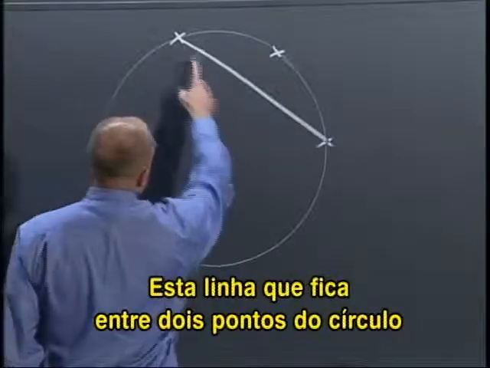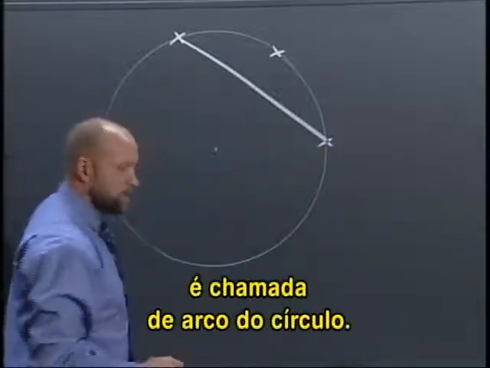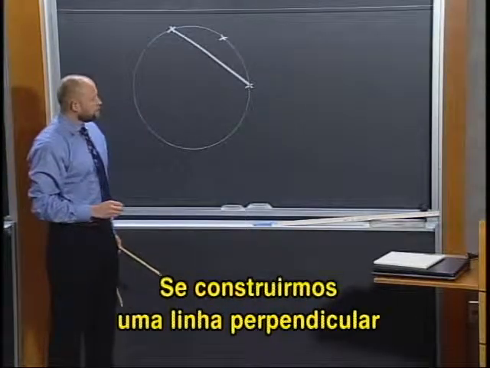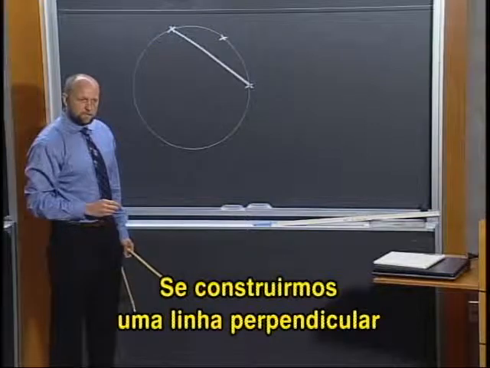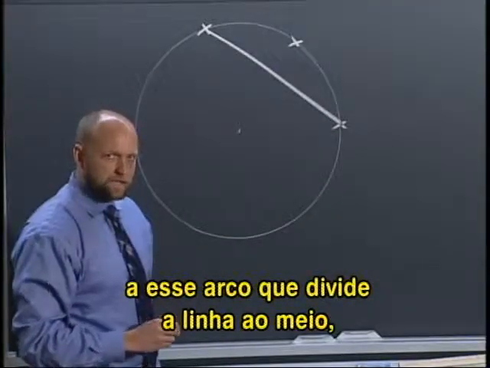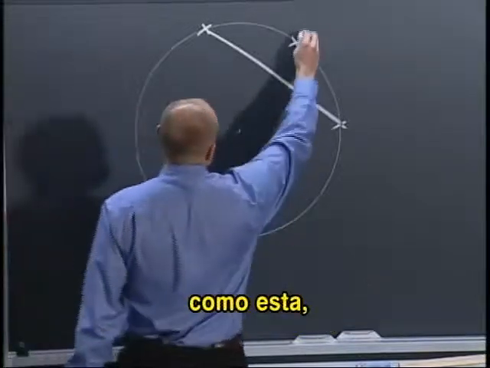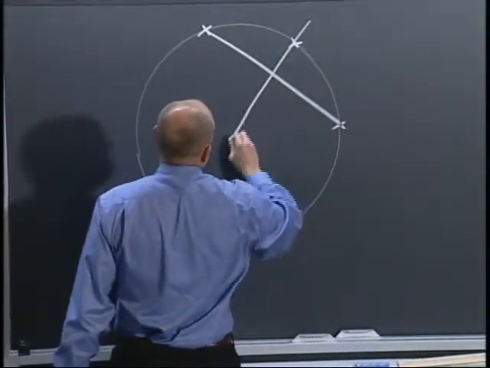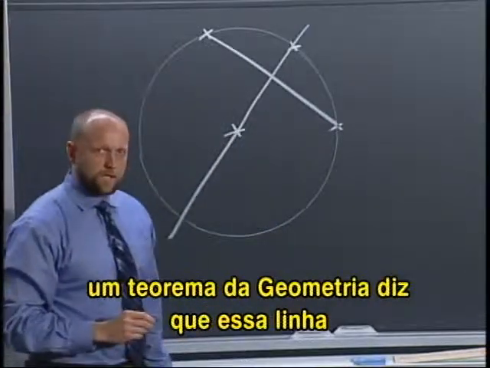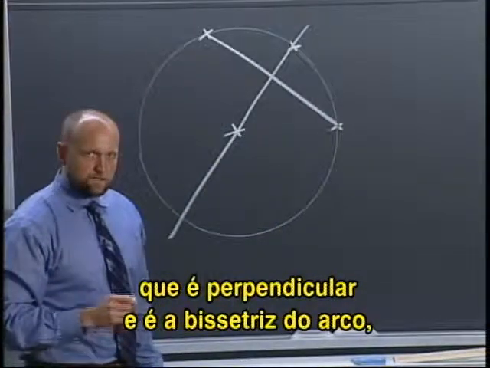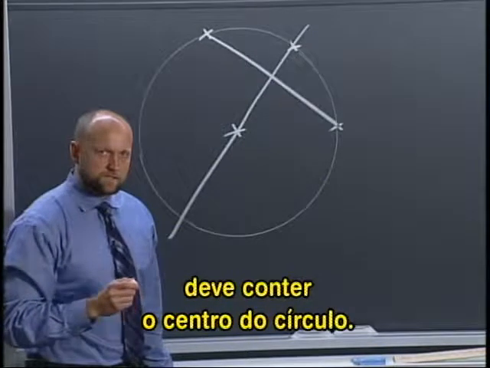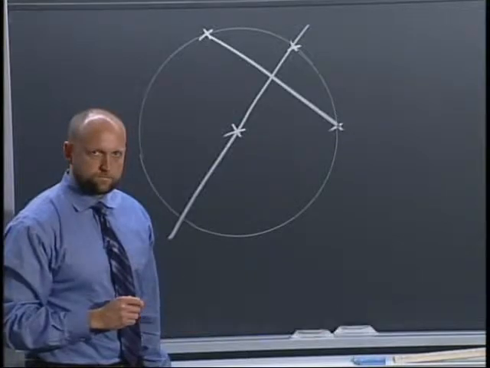Now, this line that goes between 2 points on the circle is called an arc of the circle. Now, if we construct a perpendicular line to this arc that happens to bisect the line, such as this, then a theorem from geometry says that that line that is perpendicular and is a bisector of the arc, that line must contain the center of the circle.